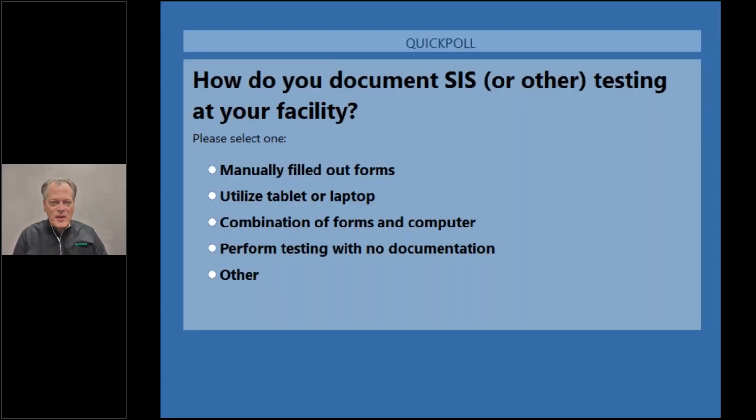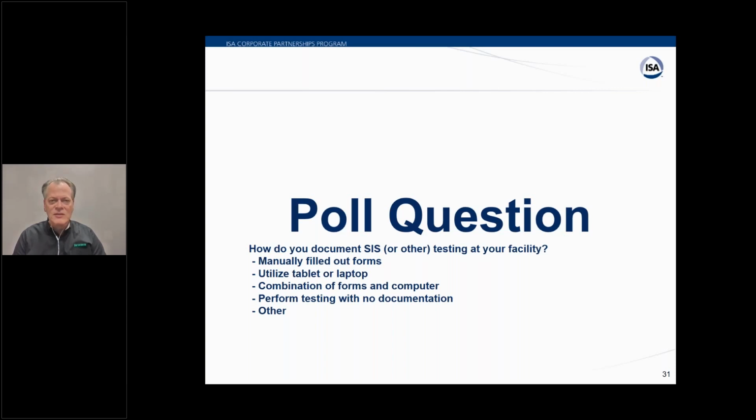So we're going to change channels a little bit, and we want to ask a question. It sounds like 70% of you out there have SIS going on. So we'd like to analyze how you are documenting. Are you strictly paper-based, or are you able to use tablets and laptops to collect data when you're performing your proof tests? Or is it some combination, or are you doing testing but not doing complete documentation? Or if it doesn't fit, tell us some other answer.